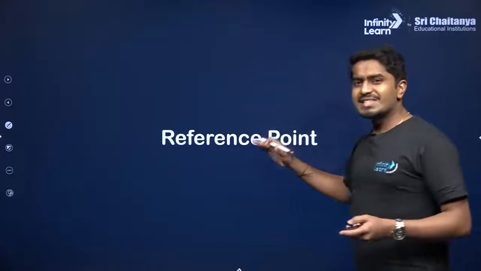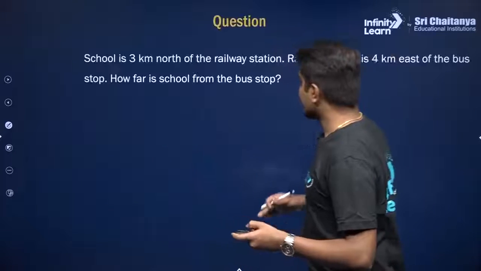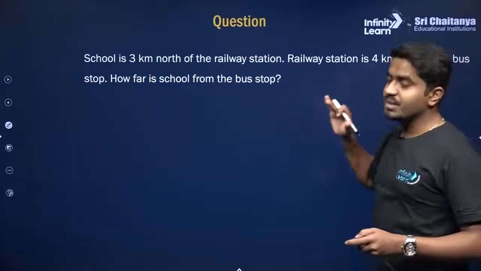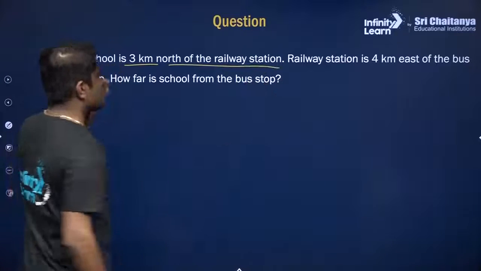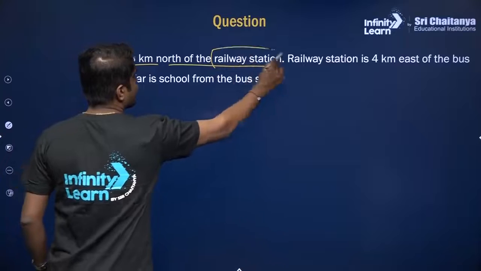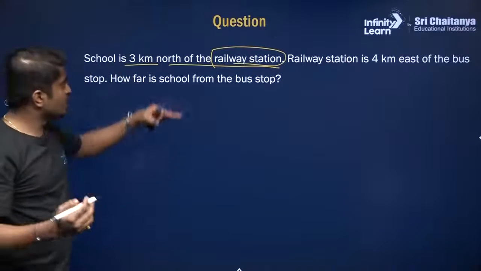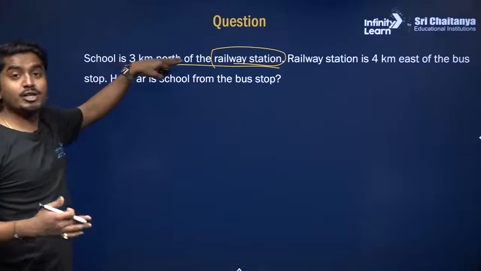Now there is one thing which is very important, that is called a reference point. Let's understand first what is a reference point. For example, if you see this question, I'll read it. School is 3 kilometers from the railway station and to the north. So for example, the railway station here is the reference point. With respect to the railway station, school is 3 kilometers north.